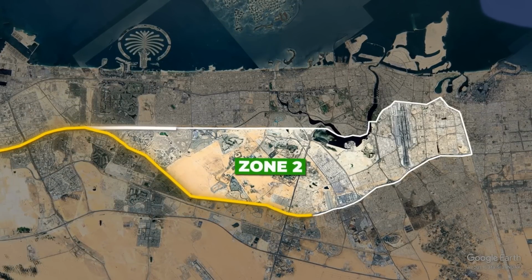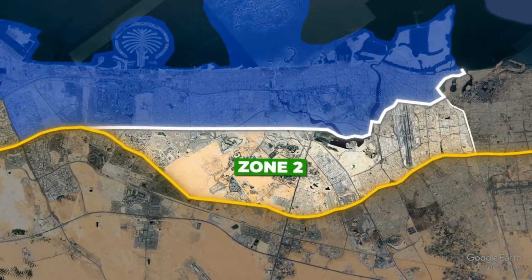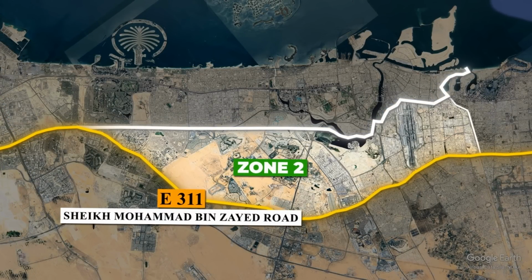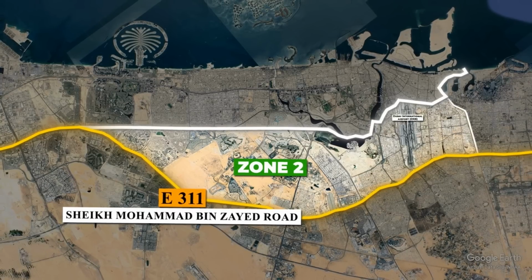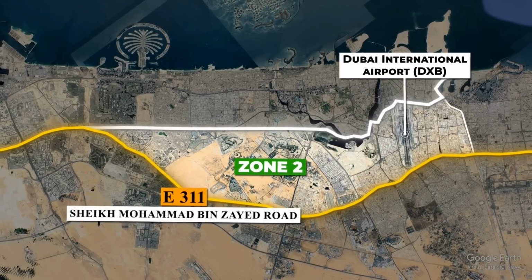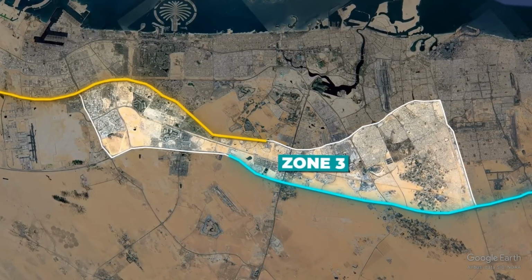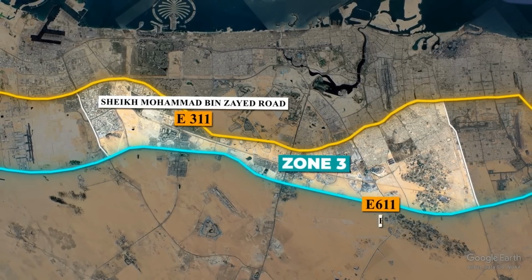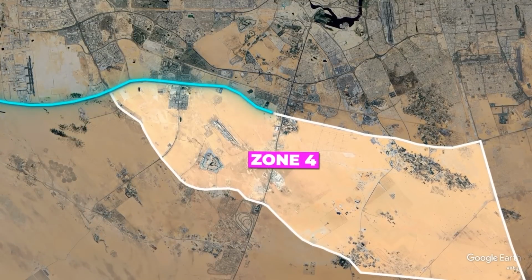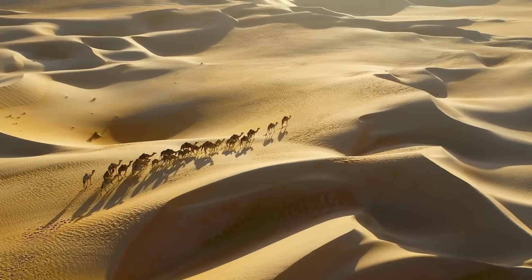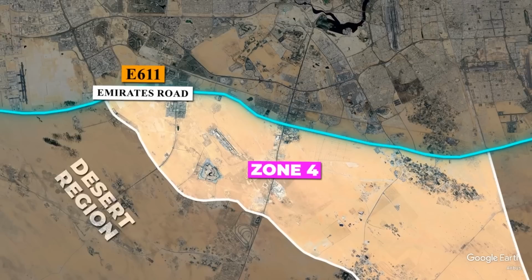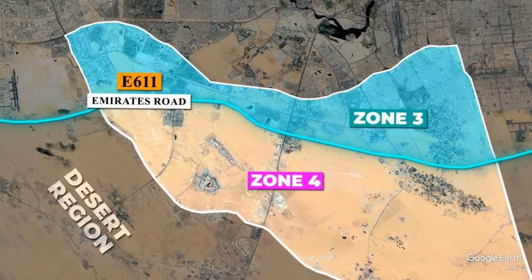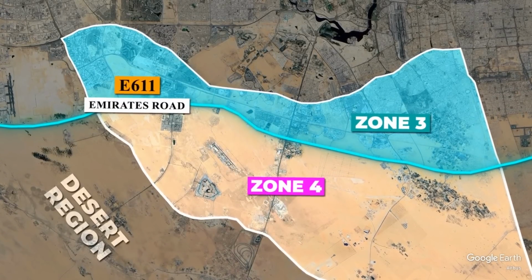Zone 2 is the section between the same lower boundary of Zone 1 and the E311 Sheikh Mohammed bin Zayed Road. This zone also includes the current main operational airport of the city, the Dubai International Airport. Then Zone 3 is the section between the E311 Sheikh Mohammed bin Zayed Road and the E611 Emirates Road. And Zone 4 is all the area beyond the Emirates Road till the middle of the complete desert region. Both Zone 3 and Zone 4 of Dubai constitute the majority of Dubai's suburban residential communities.